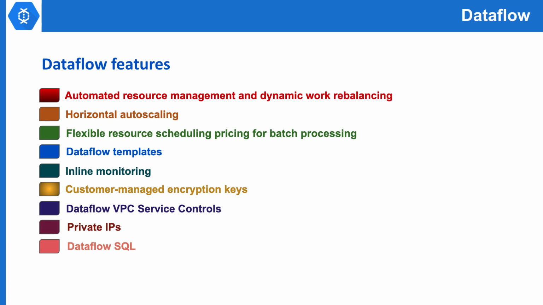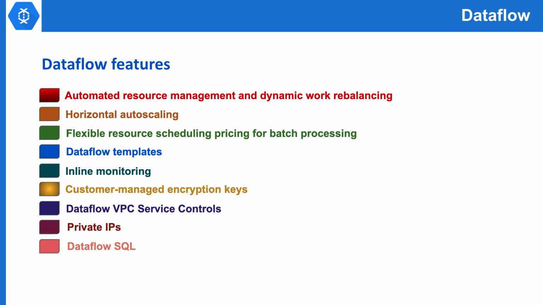Inline monitoring. Dataflow lets you directly access job metrics and monitoring charts and set alerts for stale data and high system latency. The next few features are for security implementations. First is customer-managed encryption keys. Pipelines can be protected with customer-managed encryption keys. Dataflow VPC Service Controls. A Dataflow pipeline can be integrated with VPC that provides additional security from the risk of data exfiltration. Next is private IPs. Dataflow allows us to use private IPs that provide security from exposing systems to the external world.